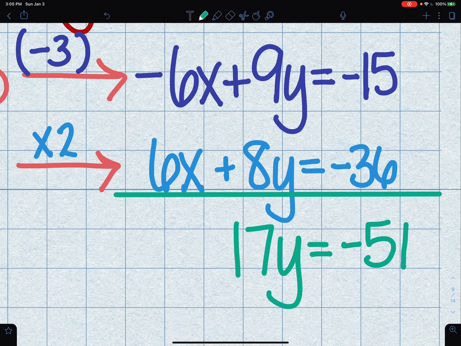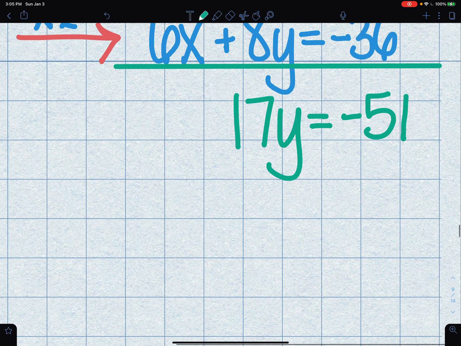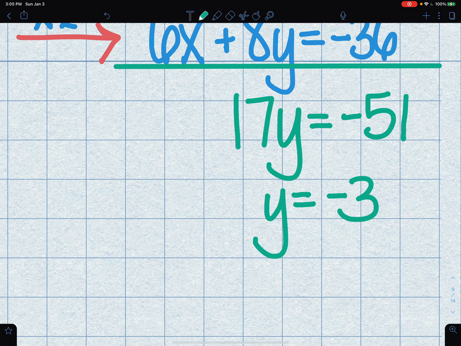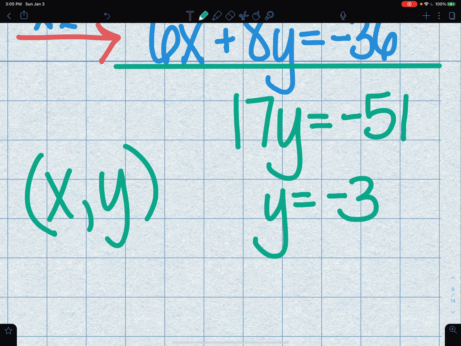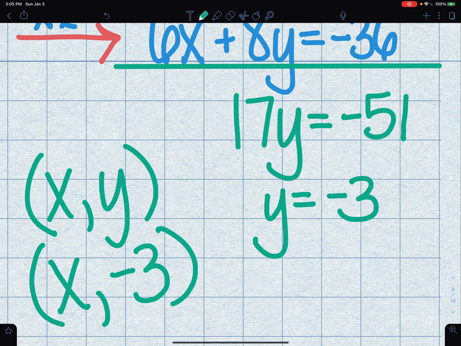Okay, and then we can just solve for y. And turns out, if you plug that into a calculator, y is equal to -3. Now, when I want my ordered pair, I want an x and a y. I already know that the y is -3. Now we just need to solve for the x.